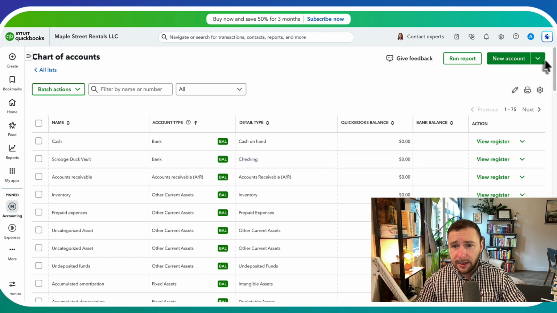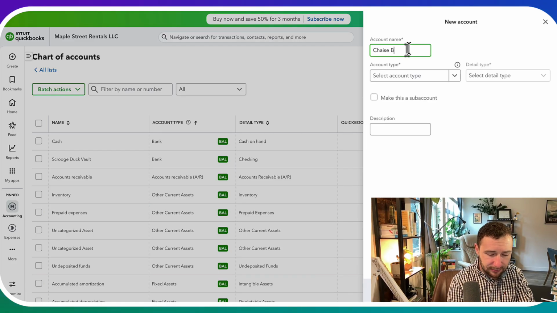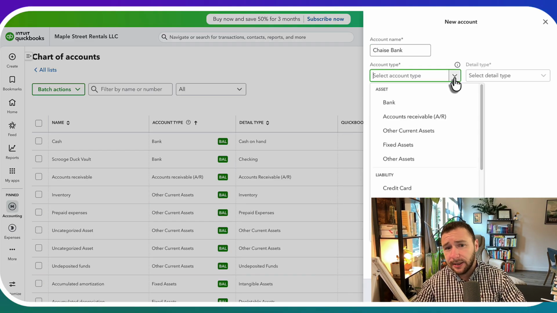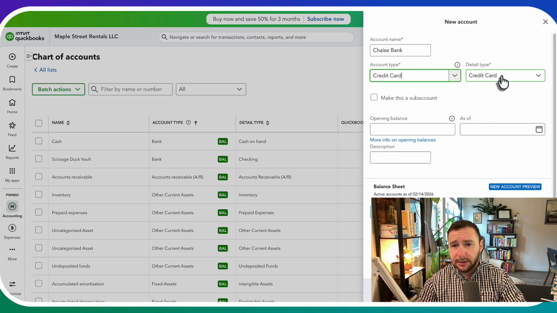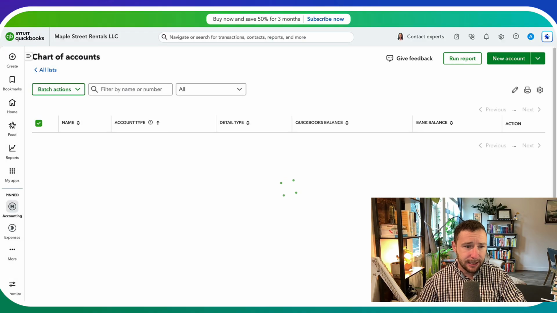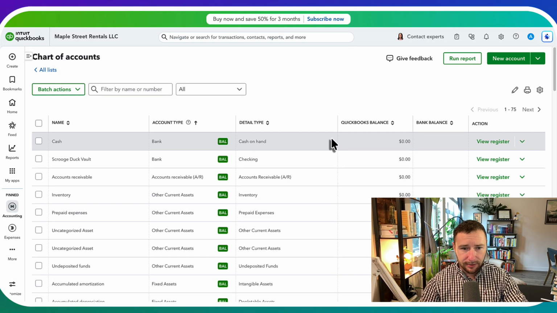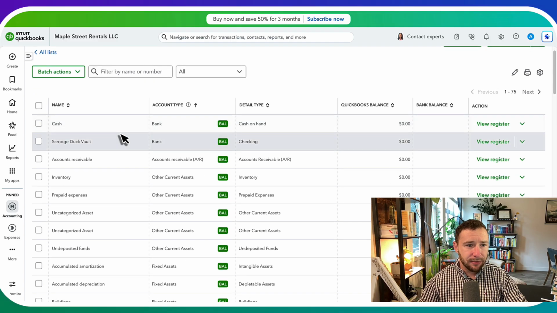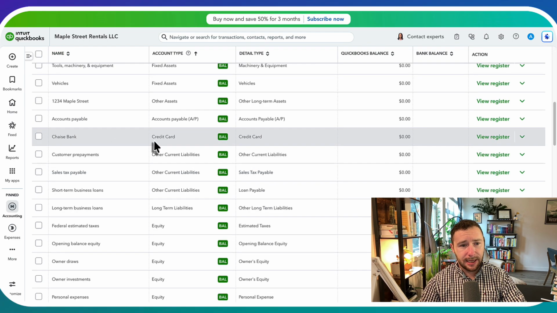And then for the credit card, again, we'll do new account. We'll include Chase Bank. The account type is going to be a liability. It is a credit card, and the detail type is credit card. And again, just a bucket for now. The accounts are not linked yet. So now in the chart of accounts, we see Scrooge Duck Vault. It's a bank account. It's an asset. It's going to be on the balance sheet. And then down here we have Chase Bank credit card, also going to show up as a liability on the balance sheet.